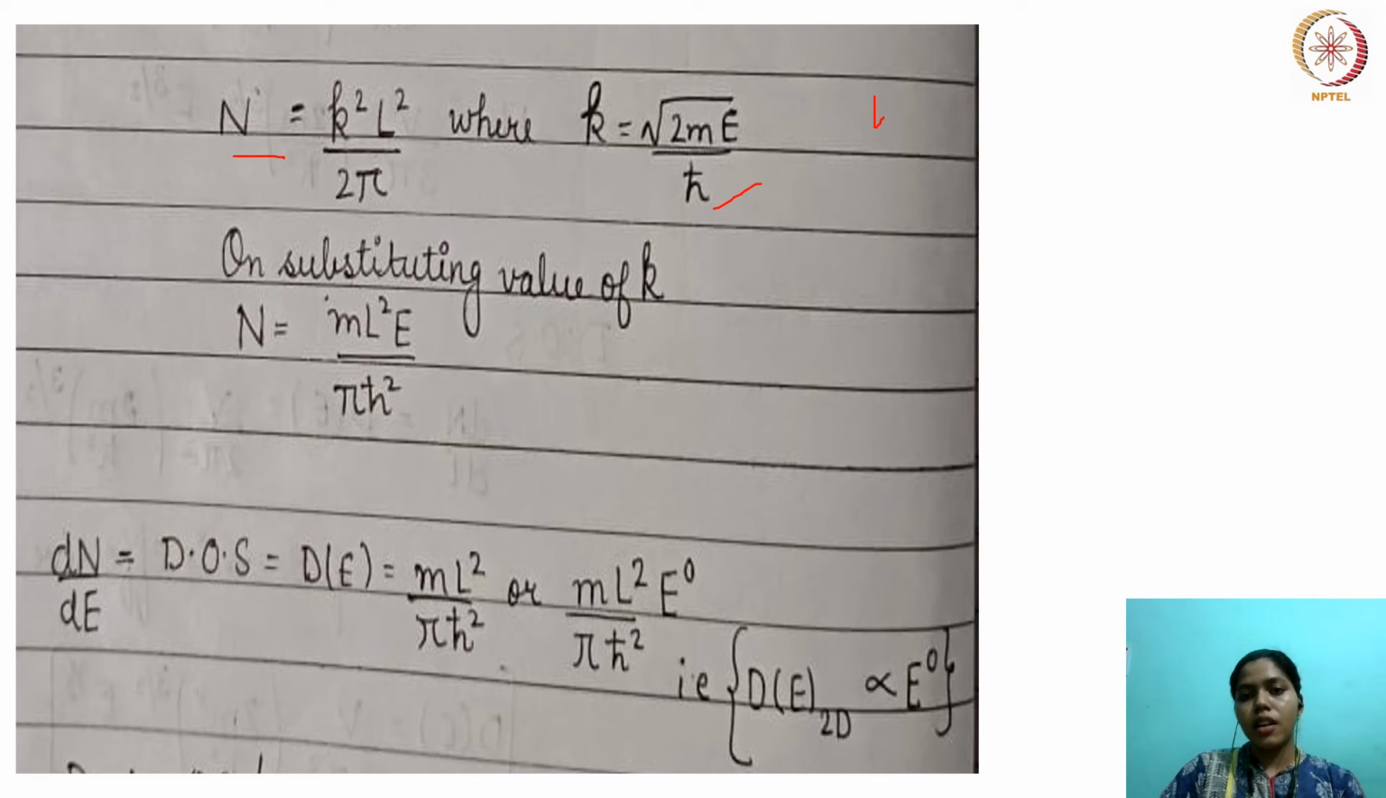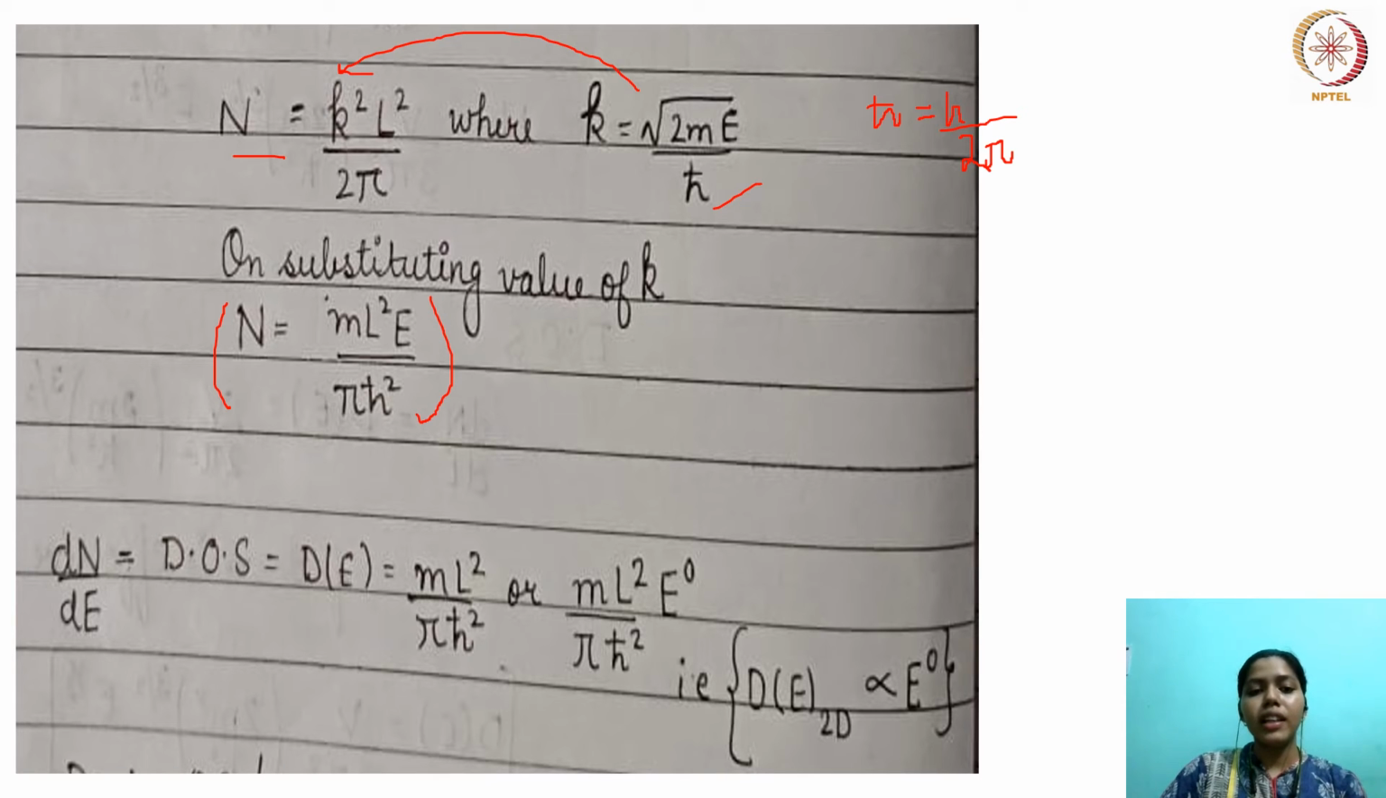Now h cut is a constant, and its value is given by h cut equals h divided by 2 pi, where h is the Planck's constant. So h cut is h divided by 2 pi. When we substitute this value of k in this expression, we get the value of n, the total number of filled states. That will be small m capital L square E divided by pi h cut square.